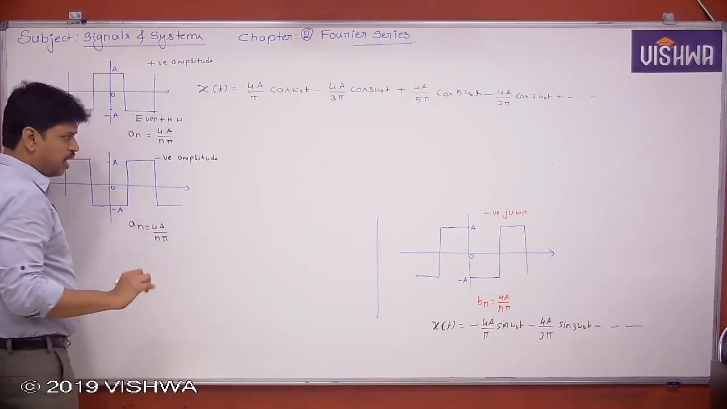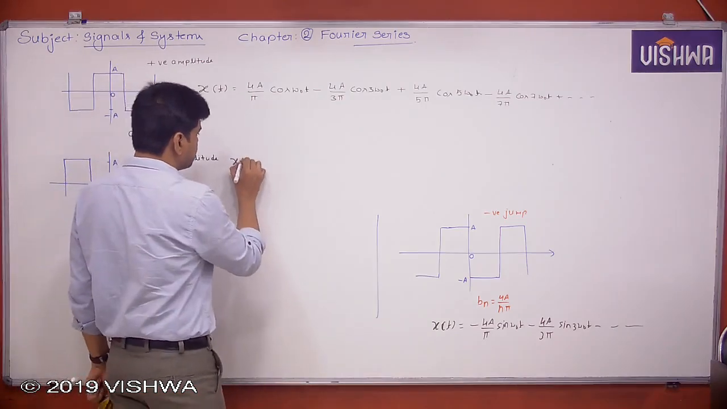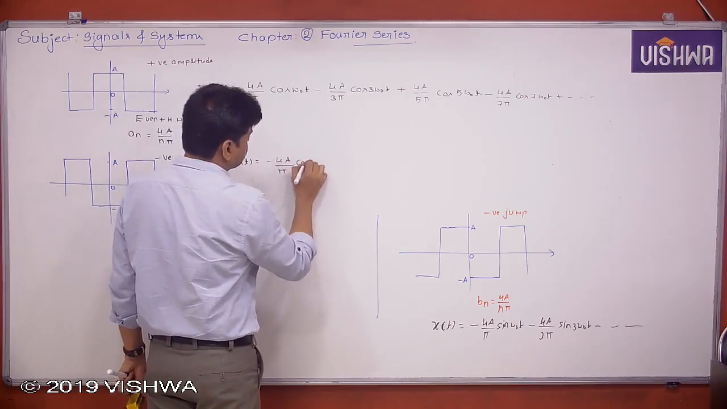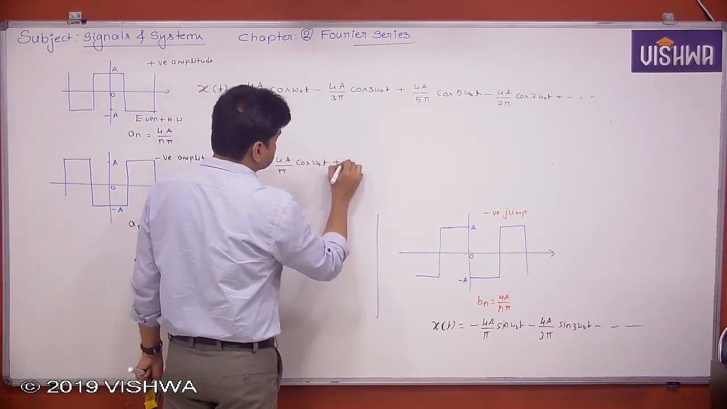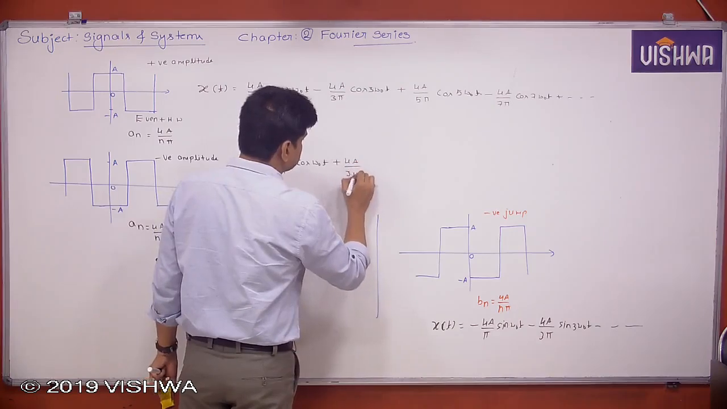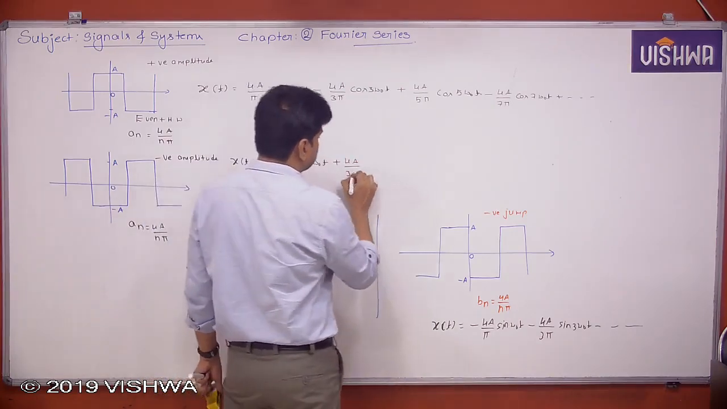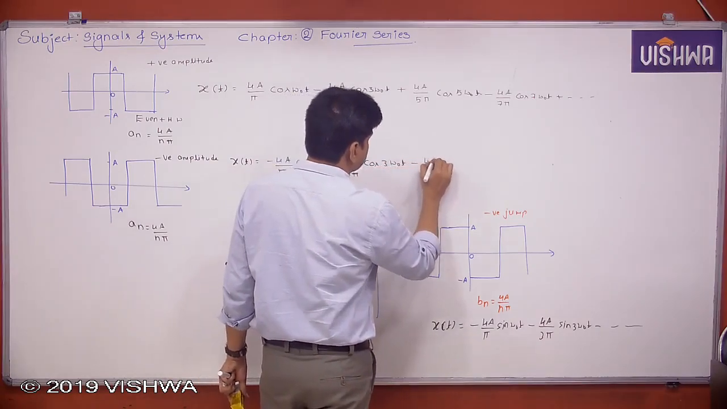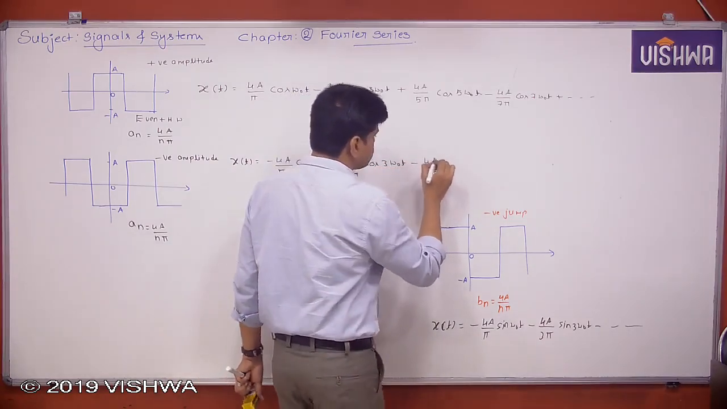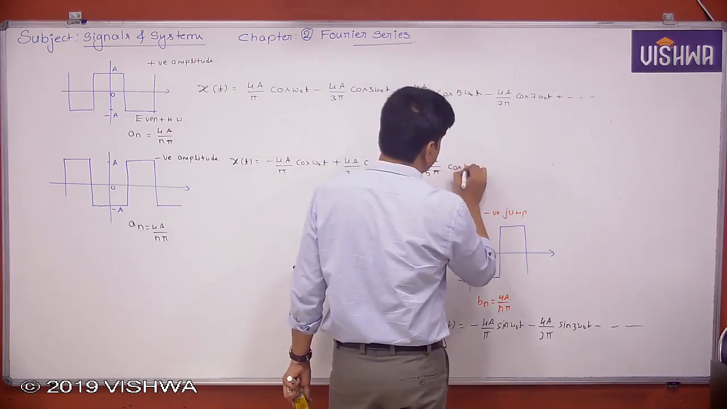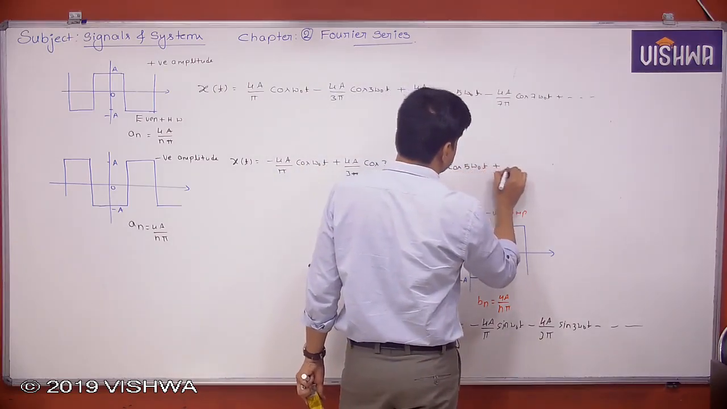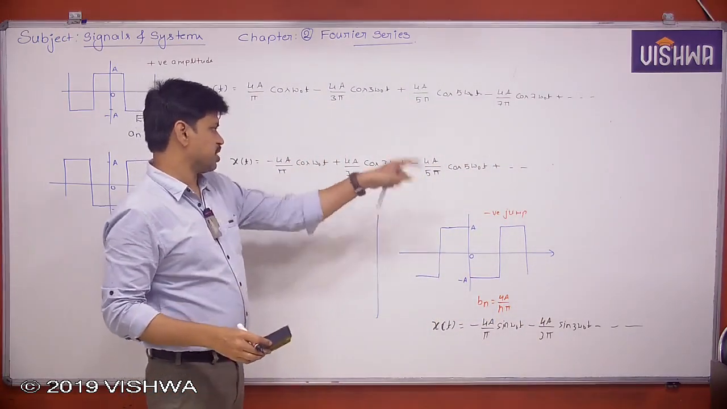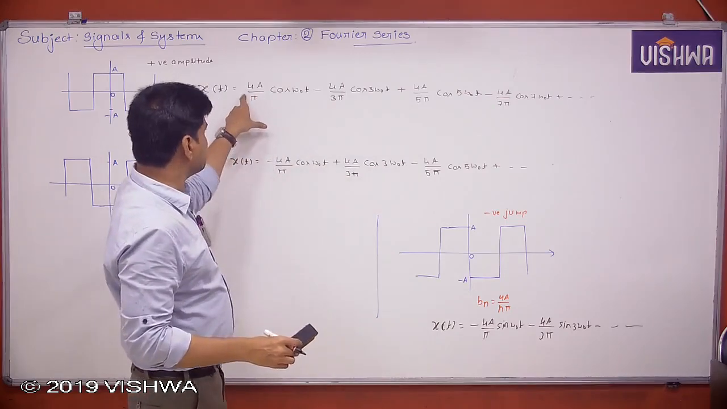Then we have to write the alternate sign in this manner. That means x of t is equal to minus 4a by pi cos omega naught t plus 4a by 3 pi cos 3 omega naught t minus 4a by 5 pi cos 5 omega naught t plus, and so on. So alternate sign here also, but only the thing is minus plus like that. But here also alternating sign, plus minus plus minus.